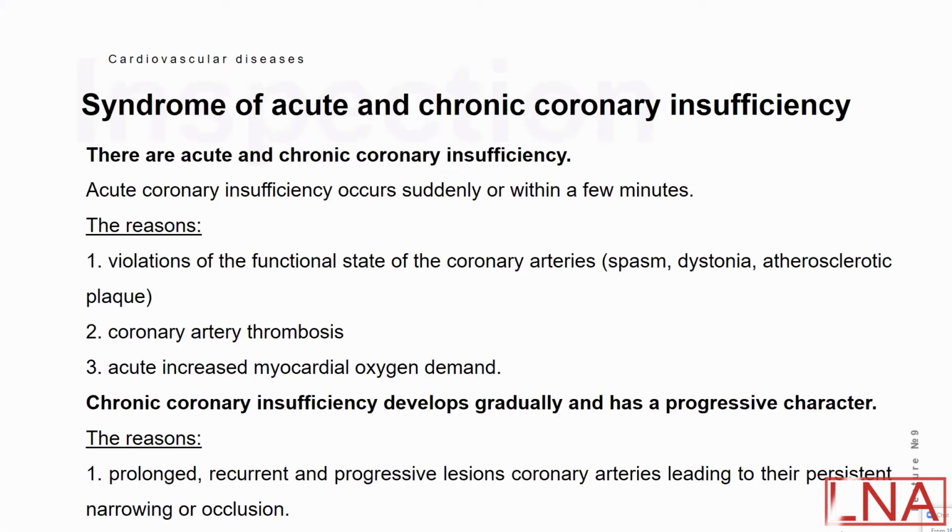Next syndrome is the syndrome of acute and chronic coronary insufficiency. There are acute and chronic coronary insufficiency. Acute coronary insufficiency occurs suddenly or within a few minutes. What about the reasons? Dysfunction of the functional state of the coronary arteries, spasm, dystonia, atherosclerotic plaque, coronary artery thrombosis, and acute increased myocardial oxygen demand. Chronic coronary insufficiency develops gradually and has a progressive character. About the reasons: prolonged, recurrent, and progressive narrowing of the coronary arteries, which leads to their persistent occlusion.